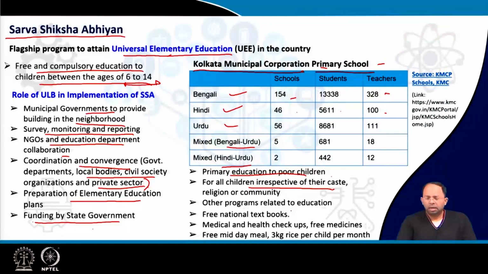So, in addition to education, there are other programs which are carried on, different activities, trainings and so on. National textbooks are given free of cost, medical and health checkups, free medicines are provided. So, if you remember from the health services, we said that schools also act as health centers. Then free midday meal, 3 kg of rice per child per month. So, provision of nutrition also via schools is being attained.